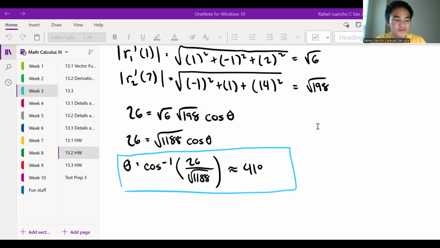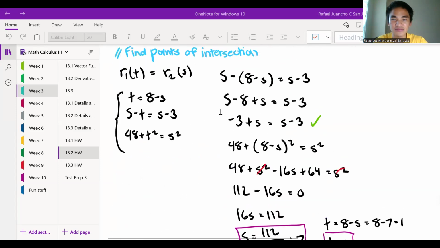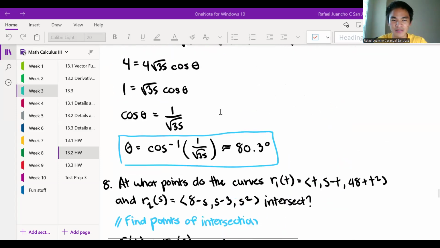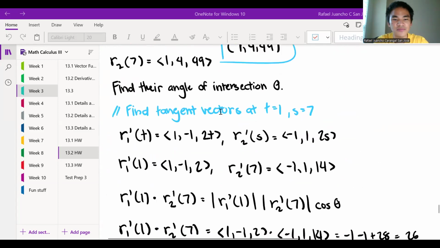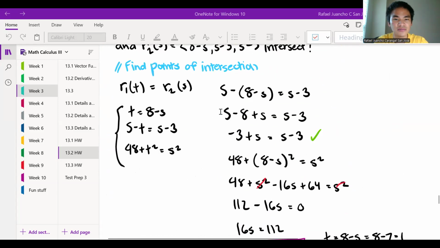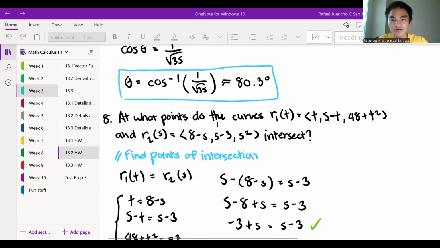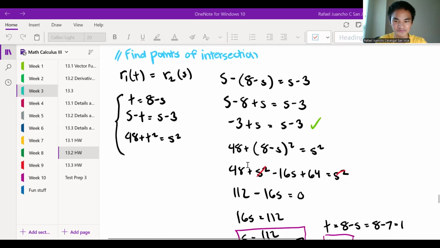So today we're just going to be continuing basically the exercises we did. So last time we stopped at number 8. So here we're given two vector functions. They have different parameters, one's t, one's s. And we want to determine the ordered triples or points in which these two curves intersect. And so we were able to do that.